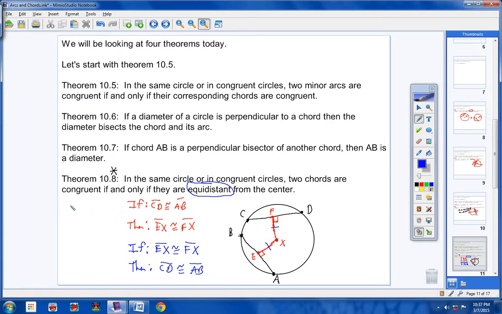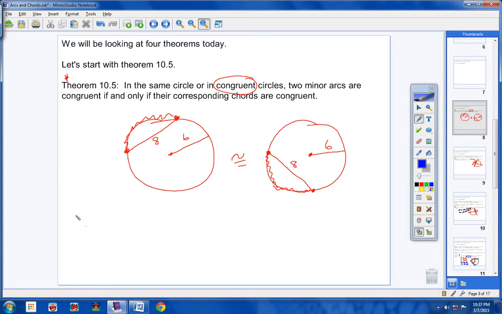In the same circle, and if you didn't get all of that, I'll be back on that page in just a minute. In the same circle or congruent circles, two minor arcs are congruent if and only if their corresponding chords are congruent. So, if chords are congruent, then their arcs are congruent. If arcs are congruent, then their chords are congruent. That's in the same circle or in congruent circles.